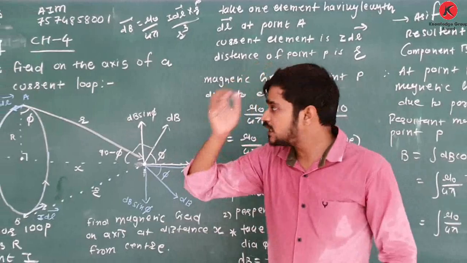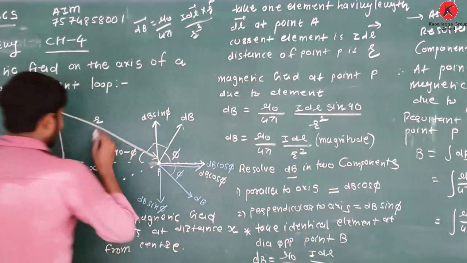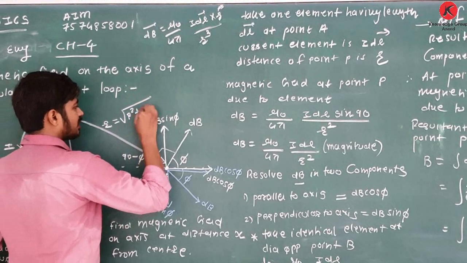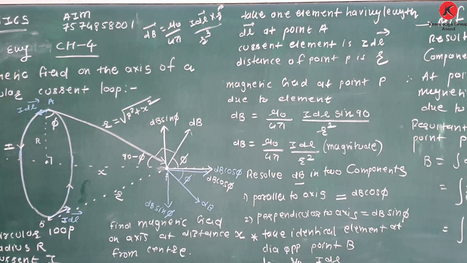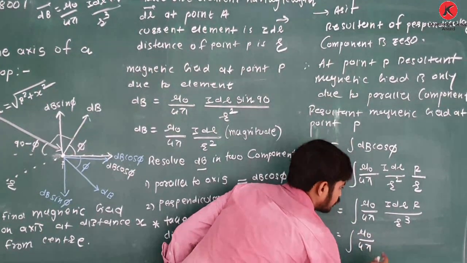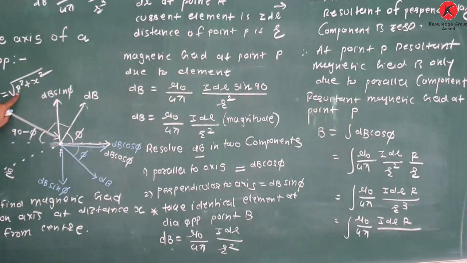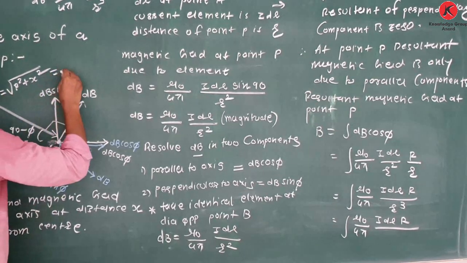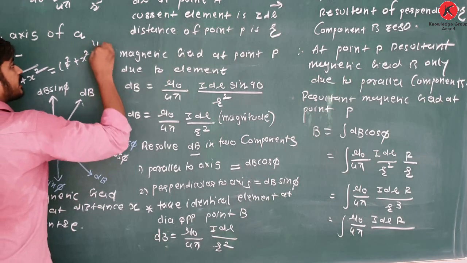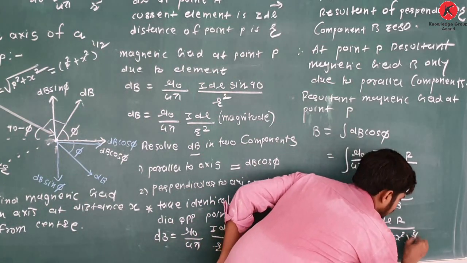Yes, from figure you can say, sir, there is one right angle triangle. It is R, it is x. So what is r? Yes, this r is equal to under root R square plus x square. Yes or no? Then it is under root R square plus x square. So yes, you have to put that value here. It is equal to integration mu 0 upon 4 pi, I dl R upon r cube. And what is r? Root of R square plus x square means I can write this as R square plus x square raised to 1 by 2, and its cube means it is R square plus x square raised to 3 by 2.